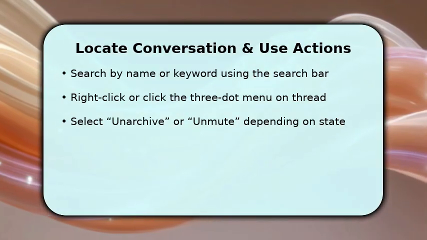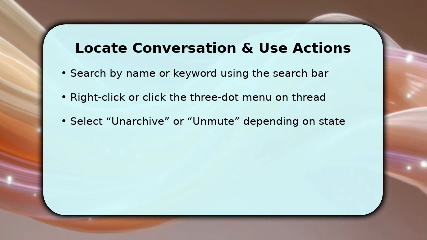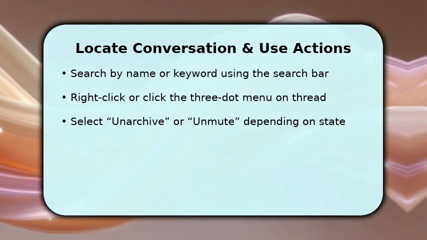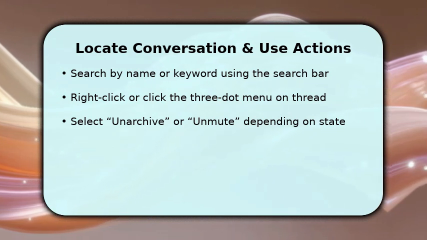Use the search bar at the top and type the person's name, an exact phrase, or a keyword from the chat to find a hidden thread. Search returns archived, muted, and hidden results.